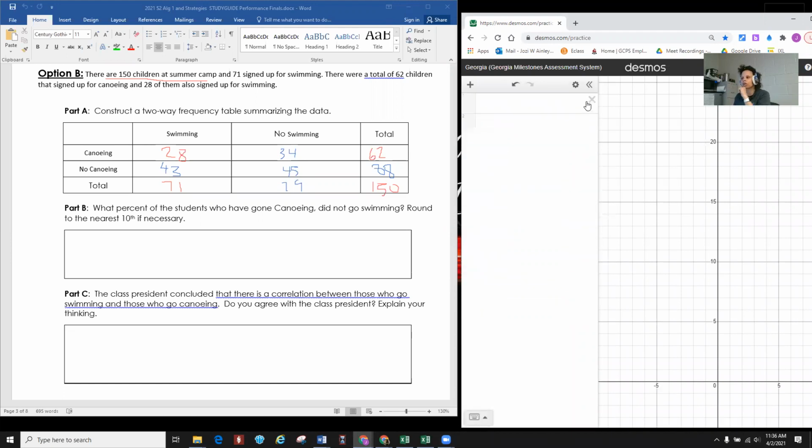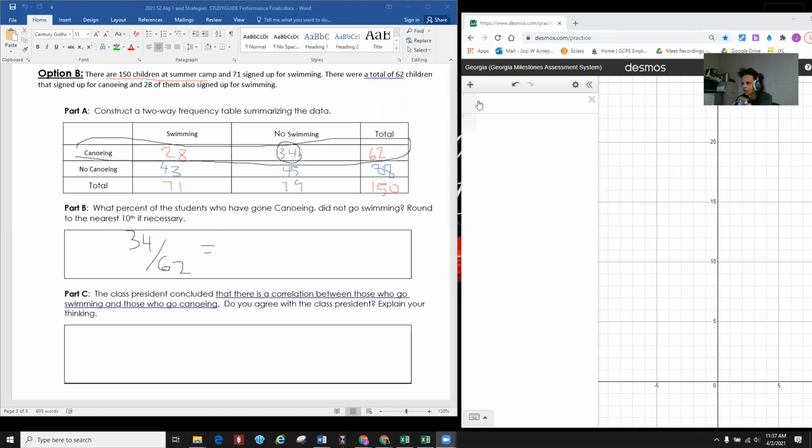All right, so after you check them, what percent of students who have gone canoeing did not go swimming? You look at the students who have gone canoeing, right here. What percent of students who've done that did not go swimming? So out of these, which ones did not go swimming? 34 of them. So 34 out of the total of 62 who went canoeing did not go swimming.